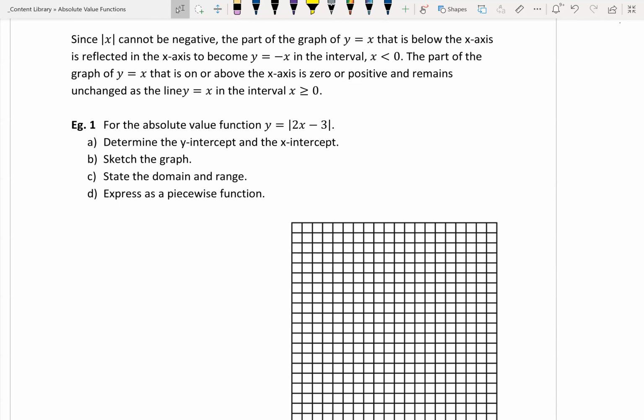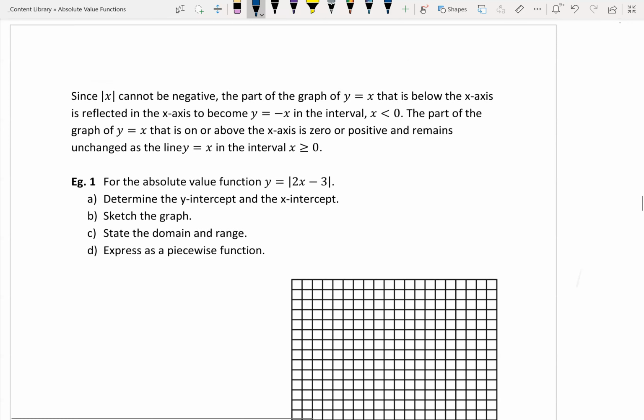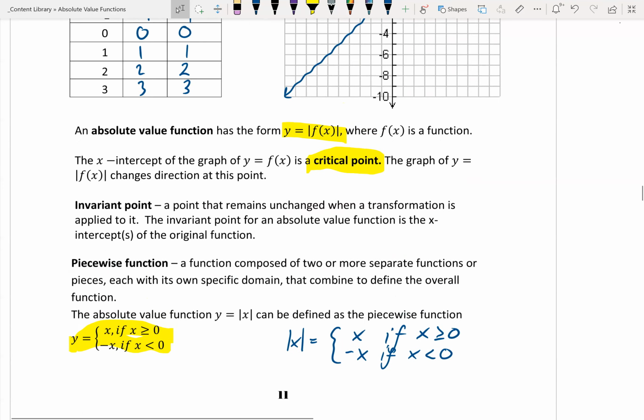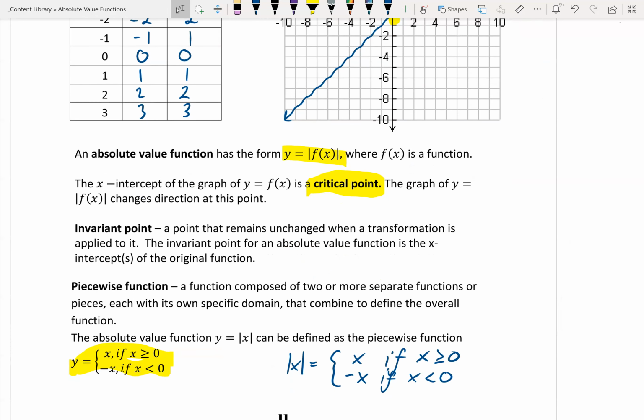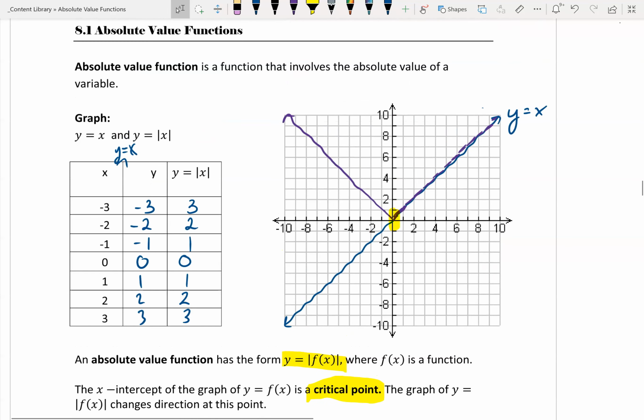Since the absolute value of x cannot be negative, the part of the graph of y equals x that is below the x-axis is reflected in the x-axis to become y equals -x in the interval x is smaller than 0. And the part of the graph of y equals x that is on or above the x-axis is 0 or positive and remains unchanged as the line y equals x in the interval. That just recaps what I just said about our piecewise function. If you take a look at our picture of y equals the absolute value of x, we see two portions. This portion is y equals x. This portion here is y equals -x.